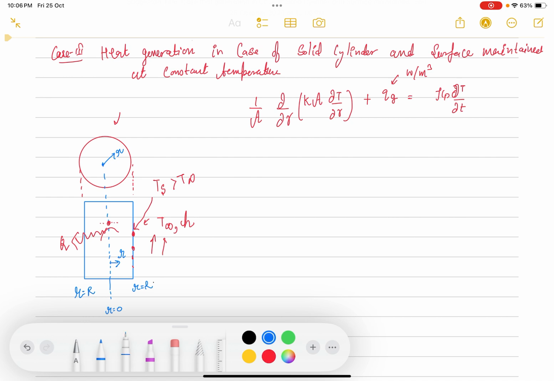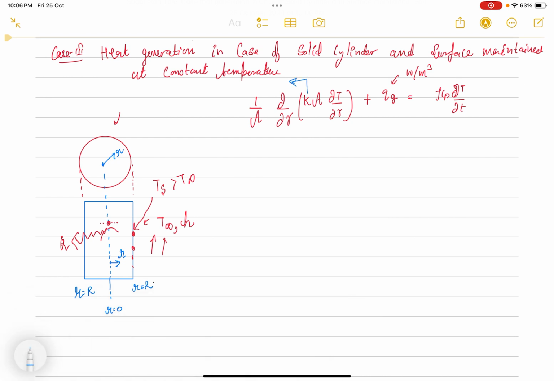Alright, so we are assuming that the material is homogeneous and isotropic, so k can come out, but A is a function of r here for the case of a cylinder. A is that area which is experienced by the heat flow direction. Alright, that is nothing but 2 pi times r. At any radius we have area as 2 pi r, so area is a function of r. So if we write in the above equation, we can get this, and we can take k as constant because the material is homogeneous and isotropic.